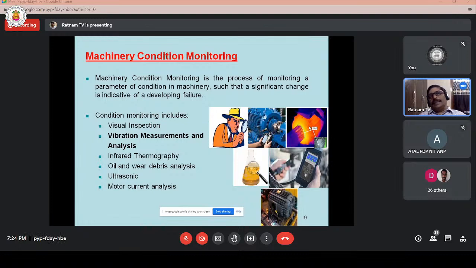High frequency ultrasonic measurements can be carried out. This can be used for bearings and leakage of piping and other areas. These ultrasonic measurements can be used. Motor current analysis is another technique used for condition monitoring.